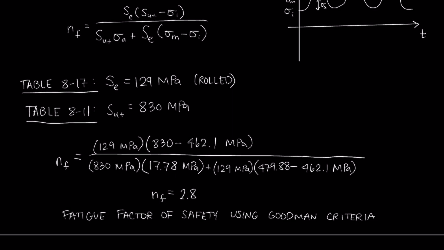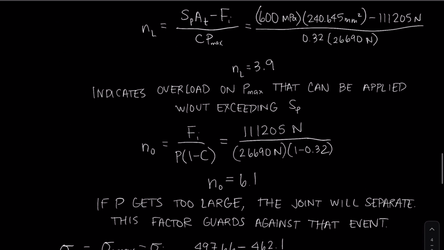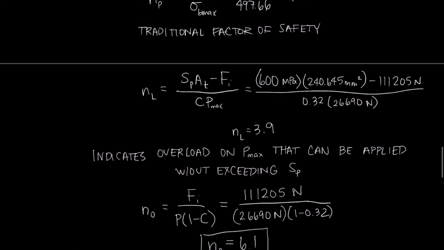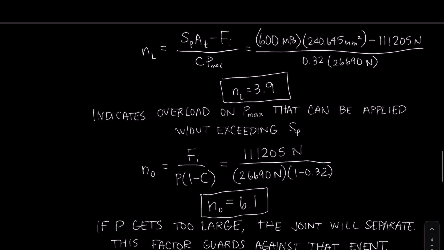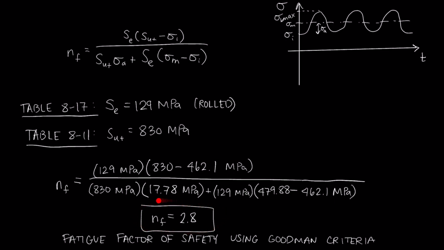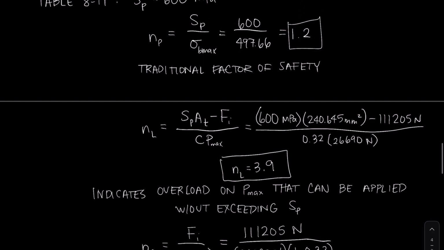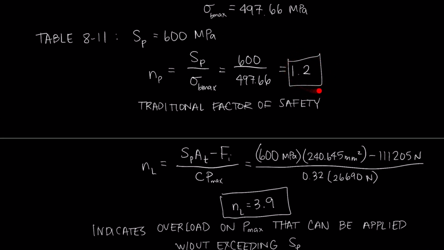So now let's take a look at an overview of these factors of safety. We have 2.8 for our fatigue factor of safety guarding against fatigue, 6.1 for separation of the joint, 3.9 for our load factor, and our yield factor of safety is 1.2. While this traditional factor of safety guarding against yielding is low, we would probably in this scenario consider fatigue to be the greatest threat to failure of this bolt. That's because we know that this traditional factor of safety is going to be close to 1, just because we load bolts in tension. We apply a significant amount of preload to bolts to strengthen the connection.